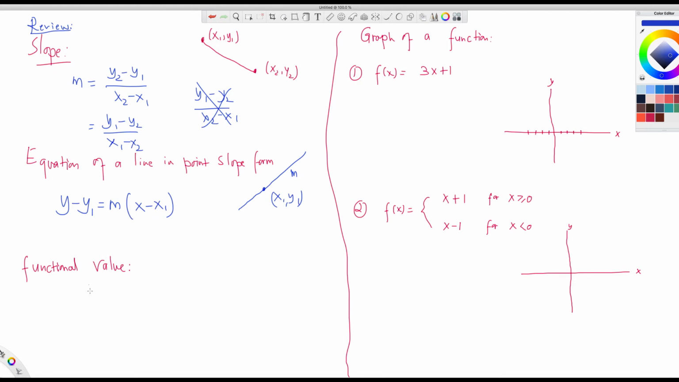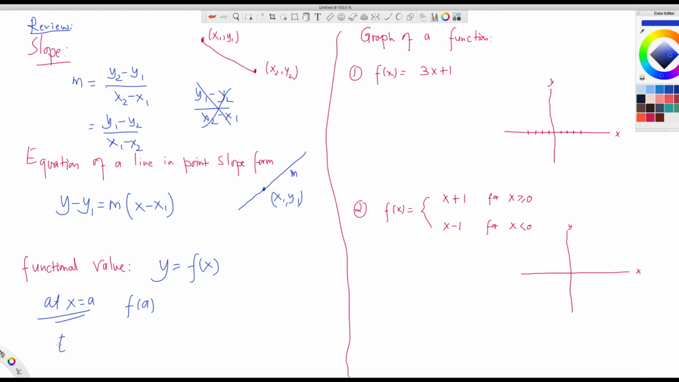So the next thing I want to talk about is the functional value. What do you mean by functional value? Suppose y equals f of x is a function, meaning f of x can be anything. It can be x squared, or x cubed plus 1, x squared plus 5x plus 2, anything, right? So if you want to find the functional value at x equals a, the functional value is f of a. What you do is you replace x by a, okay?